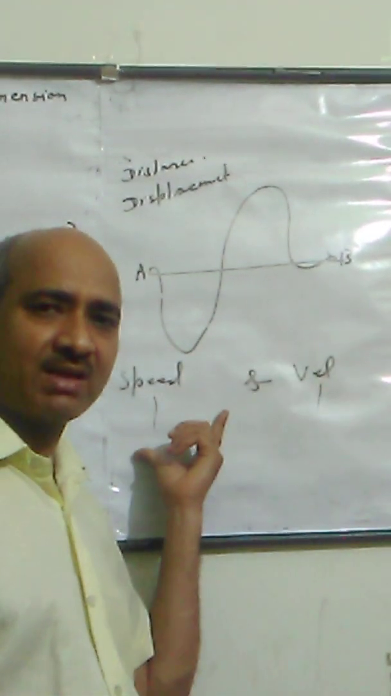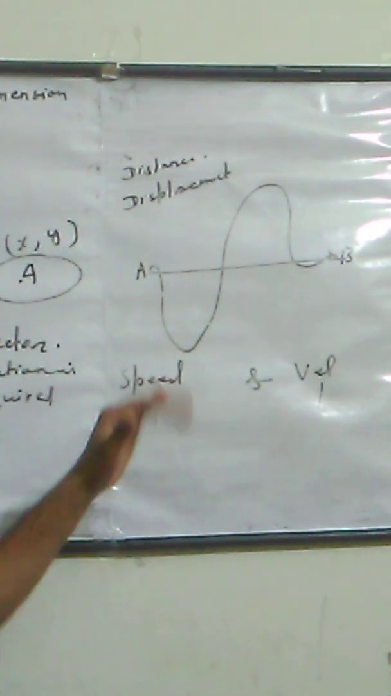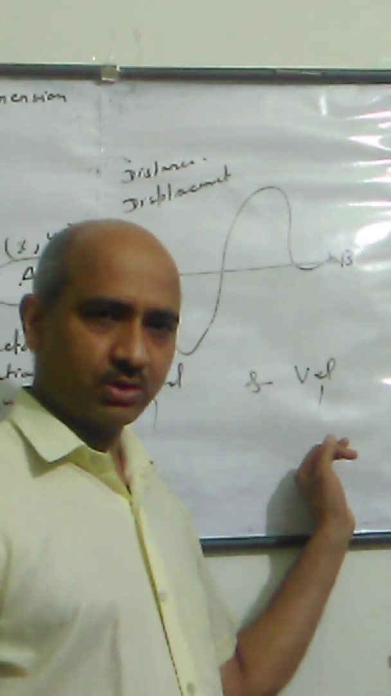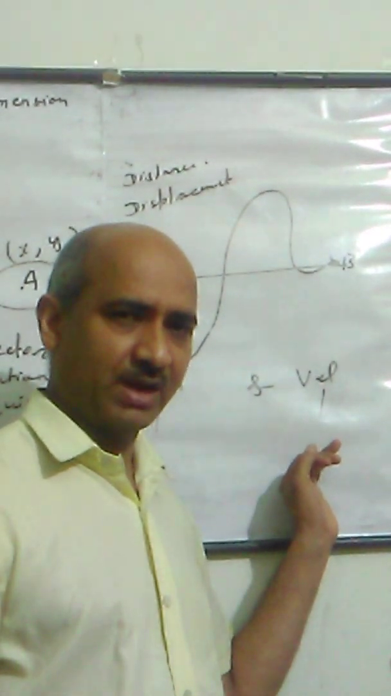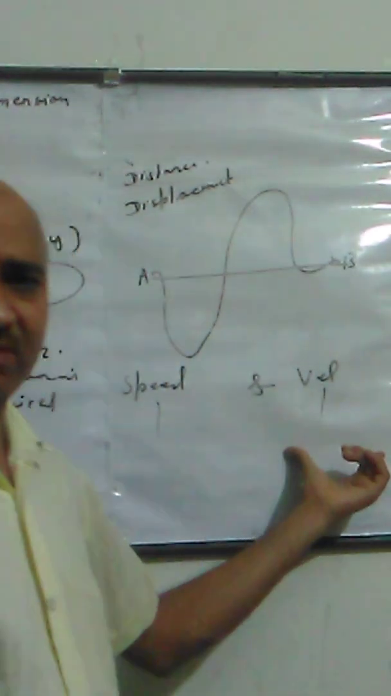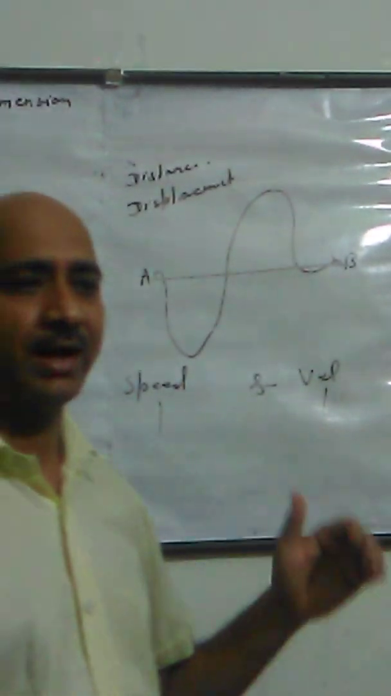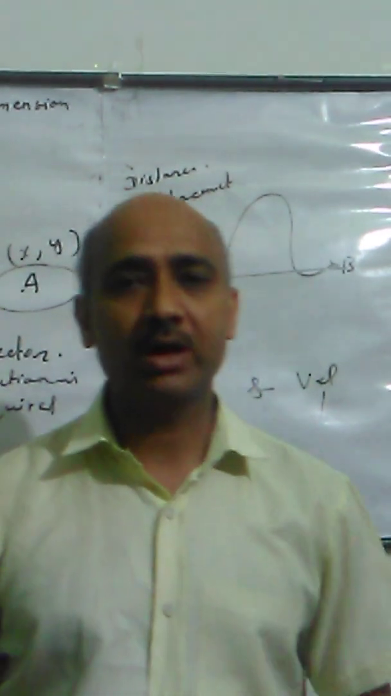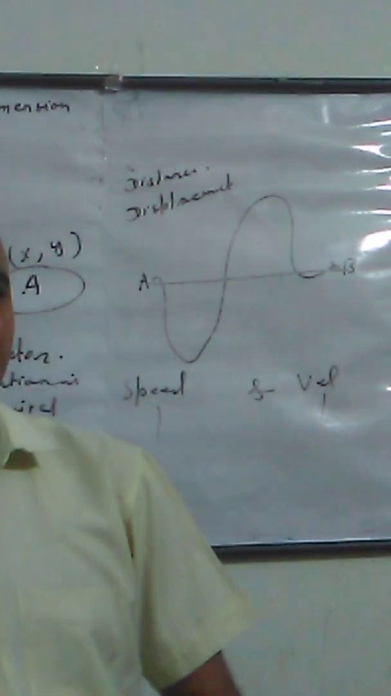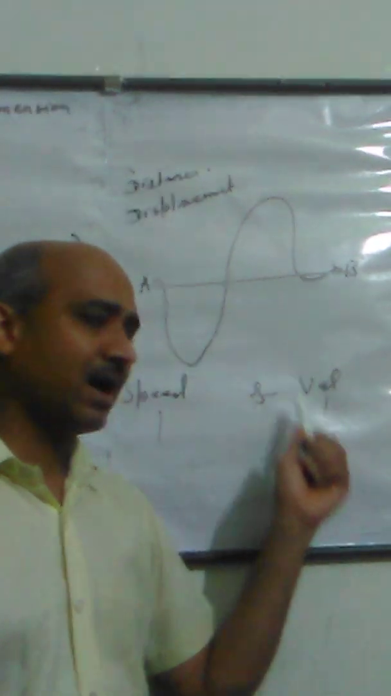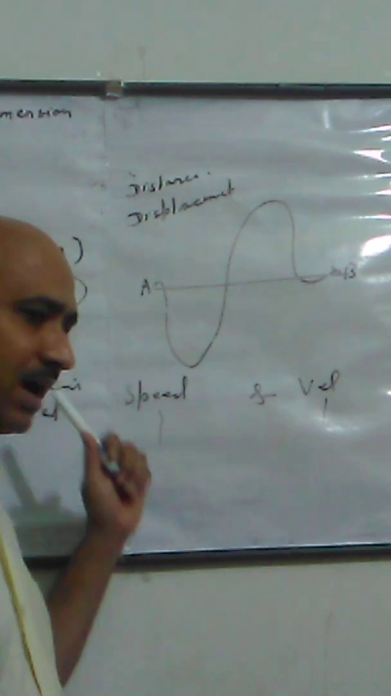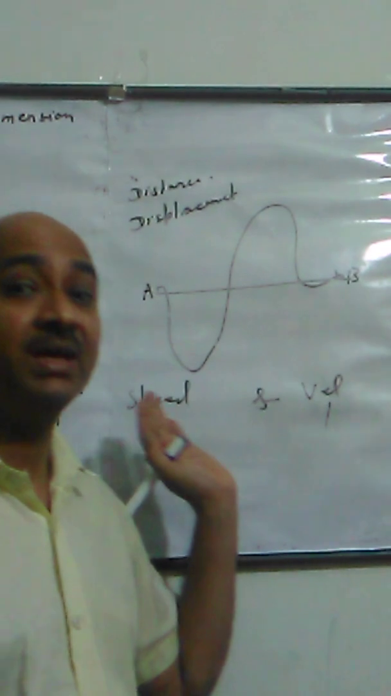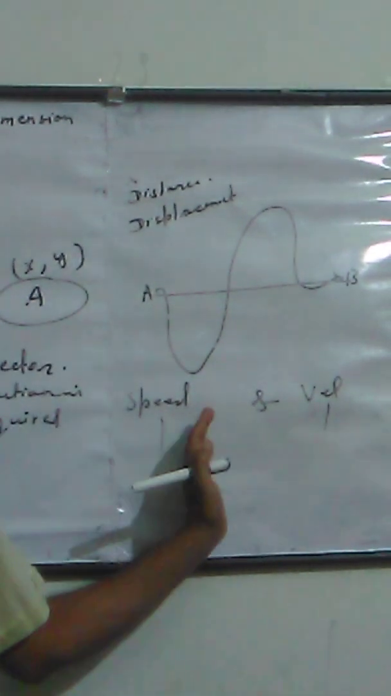For calculating the average speed, total distance upon total time is the formula. Same with velocity: total displacement upon total time to calculate the average velocity. Instantaneous velocity is the velocity calculated at a particular time. Suppose I ask what is the velocity at 5 seconds or what is the speed at 10 seconds, then that speed or velocity becomes the instantaneous speed or velocity.